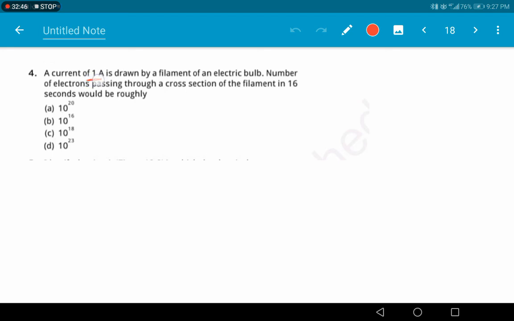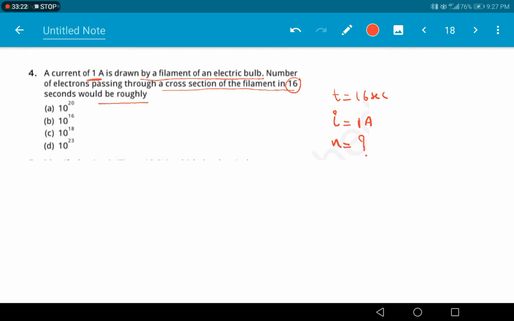A current of 1 ampere is drawn by a filament of an electric bulb. The number of electrons passing through a cross section of the filament in 16 seconds would be roughly equal to dash. So for how many seconds is the current passing? 16 seconds the current is passing. And how many amperes of current is flowing? 1 ampere of current is flowing. So they are asking how many electrons are flowing.